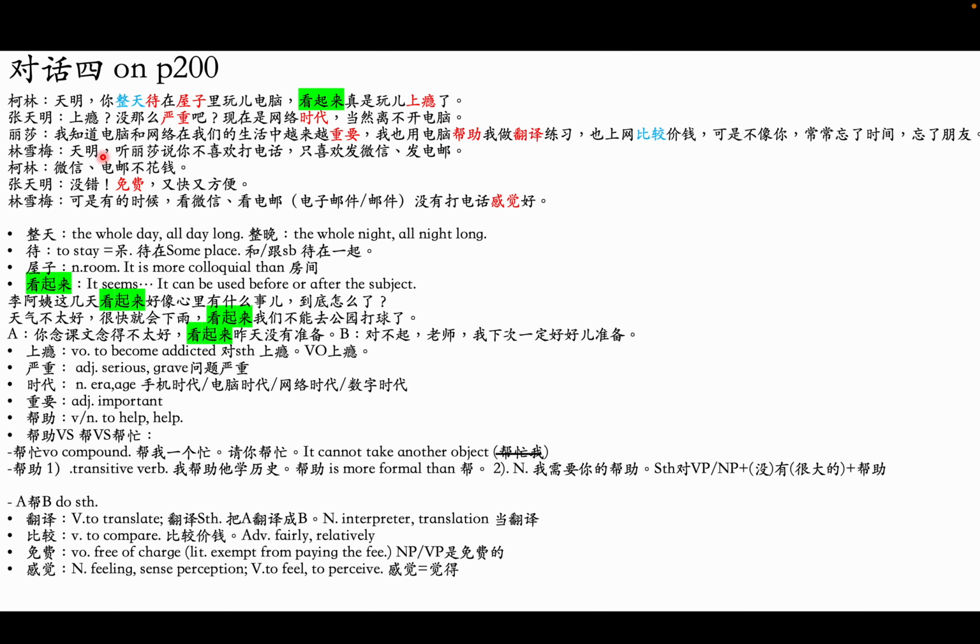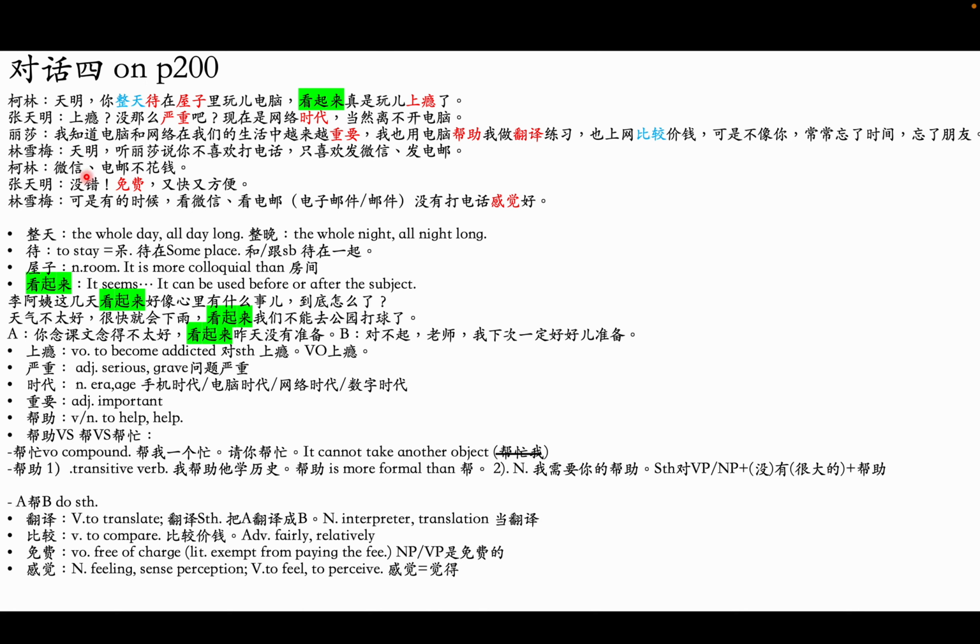林雪梅说，天明，听丽莎说，你不喜欢打电话，只喜欢发微信、发电邮。Well, 电邮 is a short term for 电子邮件。But I think people, especially the mainland Chinese, instead of saying 电邮, they either say 电子邮件, or they just drop 电子 and say 邮件, 发邮件. So I recommend you say 发邮件 rather than 发电邮。好，林雪梅说天明。I hear Lisa say that you don't like to make phone calls. You only like to send WeChat messages and emails.